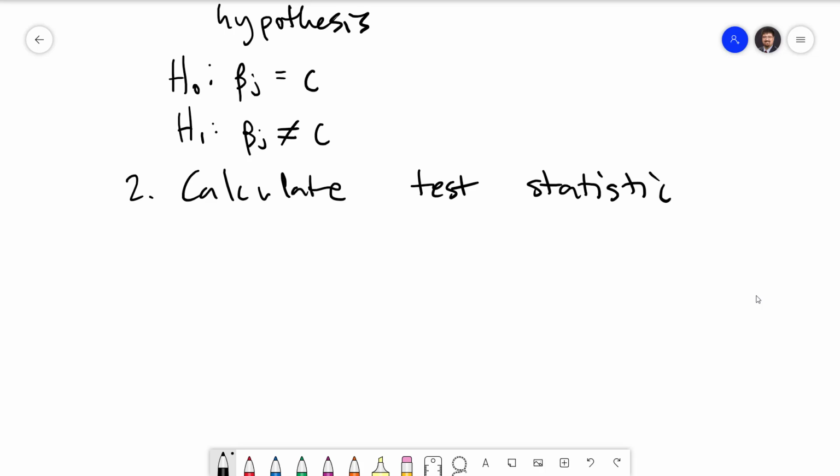The test statistic we are going to use is called the t-stat. We calculate the t-stat as beta j hat, that's our estimate from the sample, minus c, divided by the standard error of beta j hat. The t statistic has a particular statistical distribution called the t distribution. Specifically, it has a t distribution with n minus k minus 1 degrees of freedom.